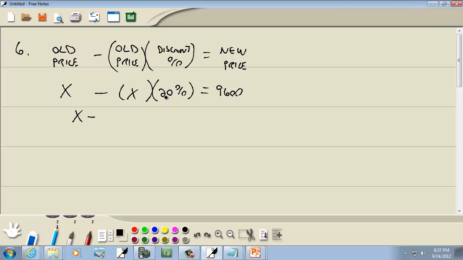Well, again, we want this in decimal form, so here's my decimal here. I'd move it 2 places to the left. So this would be 0.20x, or just 0.2x, equals 9,600. Now we combine together like terms. This is like a 1 here. 1 minus 0.2 should give us 0.8.